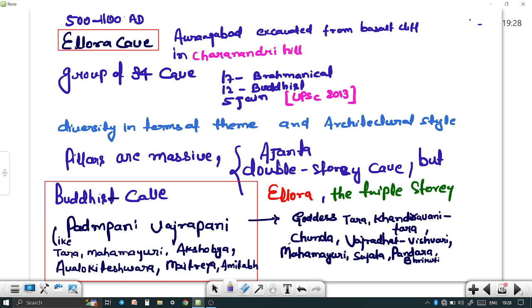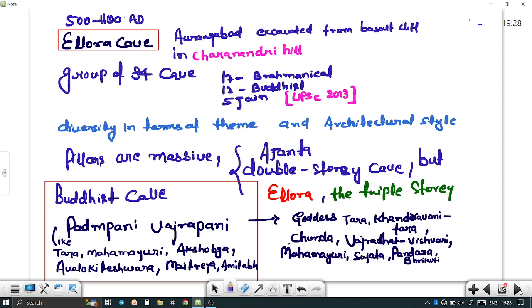Now, these caves were developed between 500 and 1100 AD, and are newer as compared to the Ajanta caves. They have diversity in terms of theme and architectural style. These pillars are massive. Ajanta caves have been excavated as double-story caves, whereas in Ellora we will see triple-story caves, which is a unique achievement of the Ellora caves.